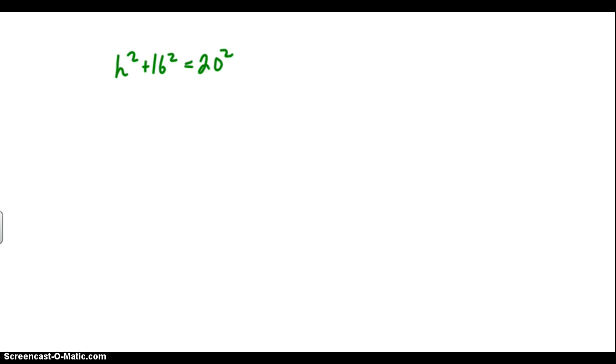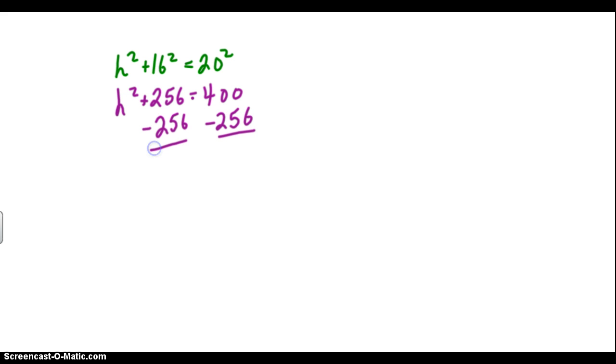So here's my equation, h squared plus 16 squared equals 20 squared. So let's see, 16 squared is 256, 20 squared is 400. We'll bring the h squared right down. We subtract 256 from both sides, okay, to get that h squared by itself. And we're left with h squared equals 144. We take a square root to cancel out that squared on both sides. We have h equals 12.